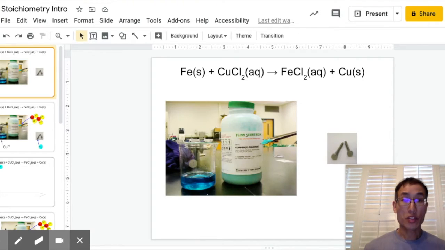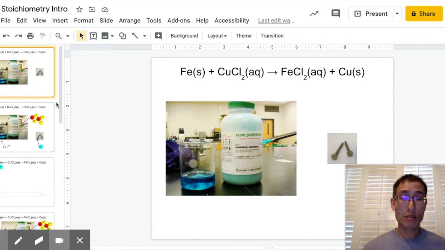As we start looking at what is happening in this reaction, we'll get a better idea of why we need this mole thing that we end up using. Okay, so here we go. This is the lab that we're talking about.